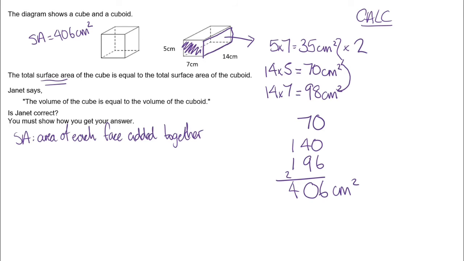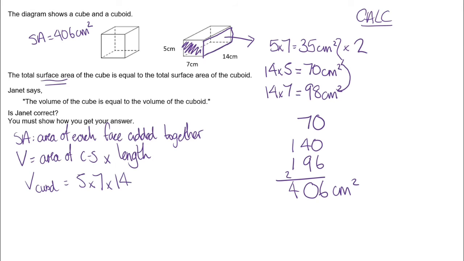Now, Janet says that the volume of the cube is equal to the volume of the cuboid. Well, the volume is area of the cross section times the length, because they're both prisms. Okay, so in this one here, the volume would be 5 times 7 times 14. So the volume of the cuboid is 5 times 7 multiplied by 14. And that gets me 490 centimetres cubed.